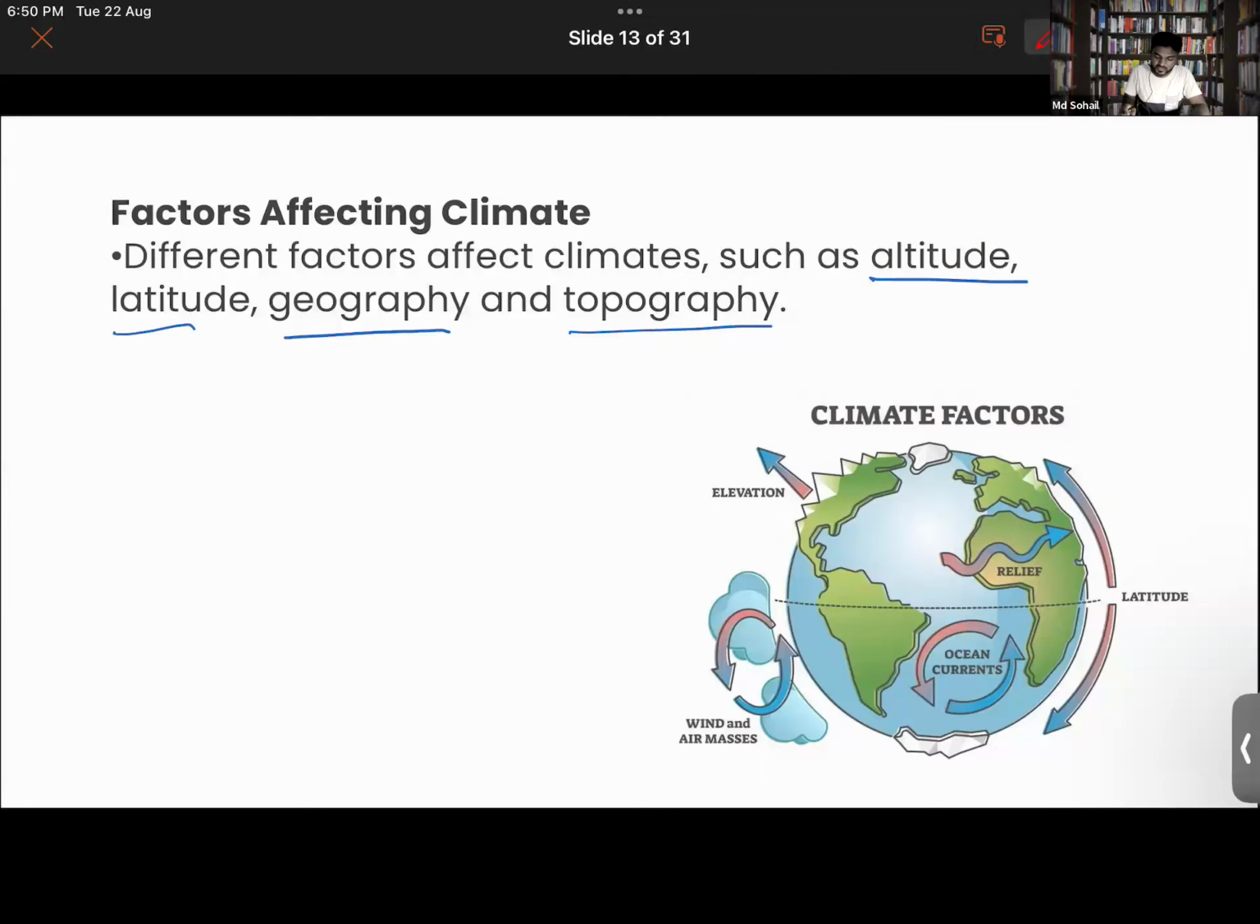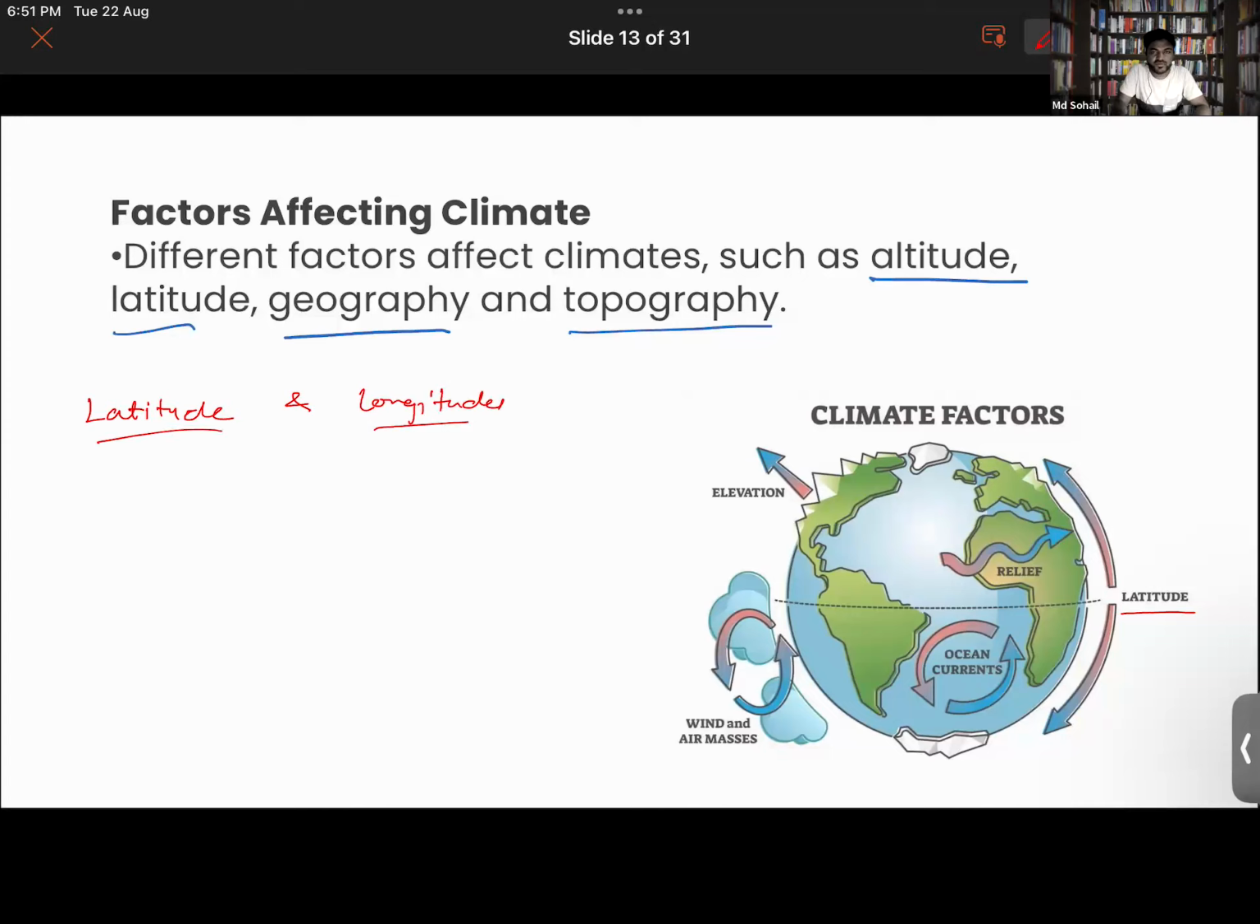Okay, so look at this diagram over here. Some of the factors have been shown here. Latitude and longitude. Get to know about the two terms. What are these two terms, guys? 360 latitudes, and longitudes are 180, I think so.